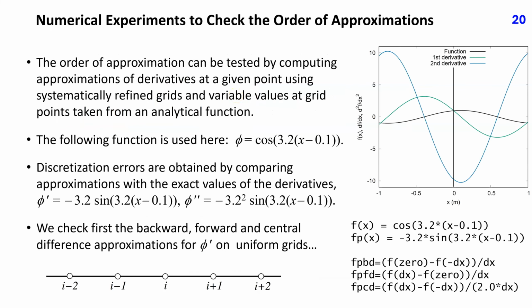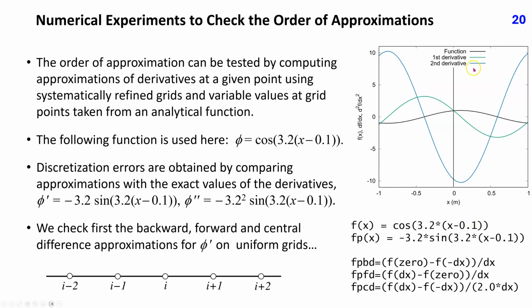I now want to show to you how one can check the order of an approximation by performing numerical experiments. For this purpose, I have written a small computer program which computes numerical approximations of derivatives at x equals 0 on systematically refined grids, using variable values at grid nodes taken from an analytical function. In this exercise, the following function is used. Phi is equal to cosine of 3.2 times x minus 0.1.